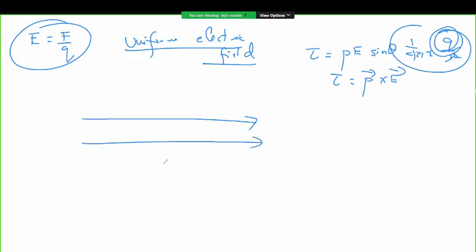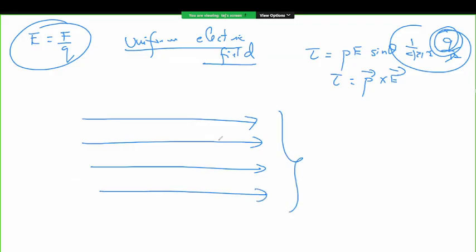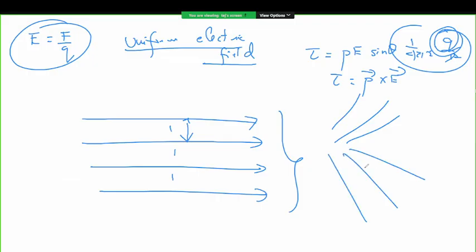Uniform electric field means, these are called electric field lines. Between each and every field line, the distance is parallel, which means if it is one here, it'll be one here, and one here. Only then you can call something uniform. But if the distance was like this, it will be called non-uniform. In non-uniform, there will be one place where the electric field is really strong and another place where it is weak.